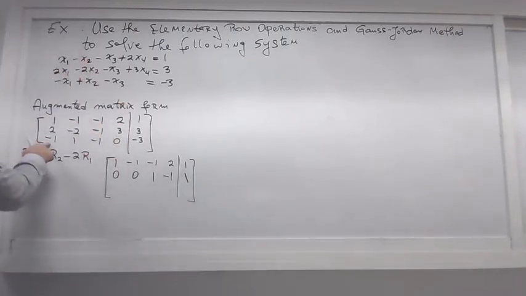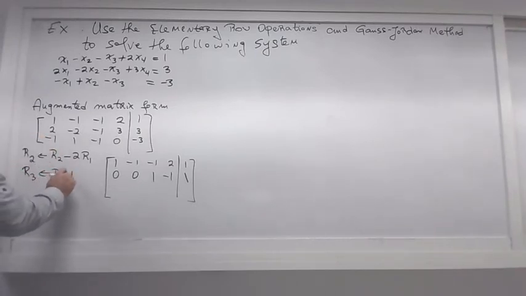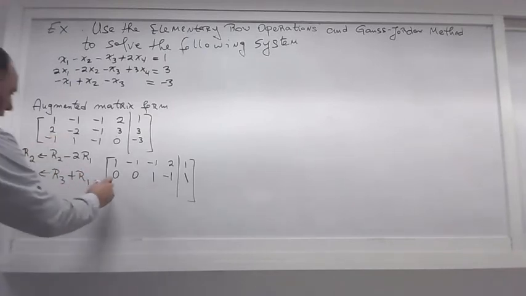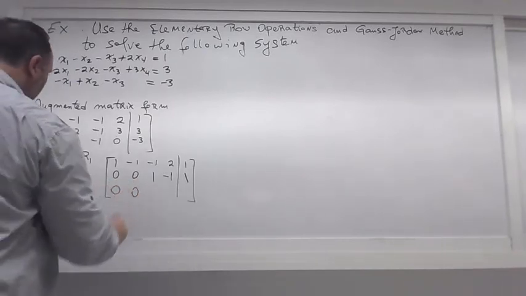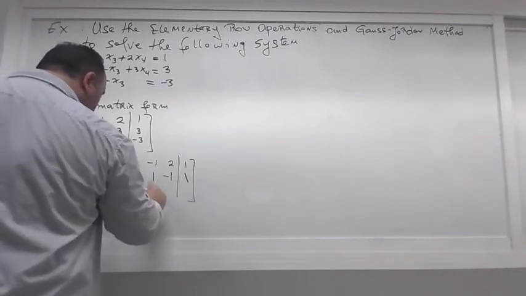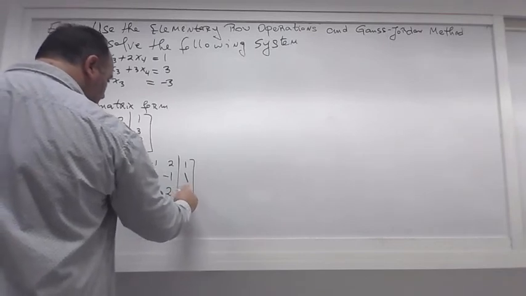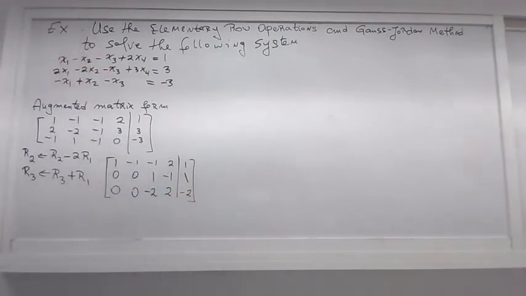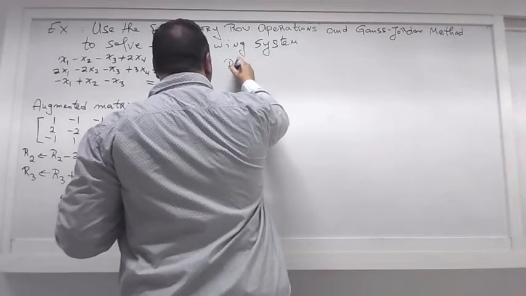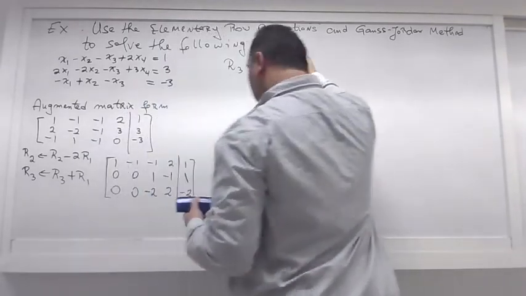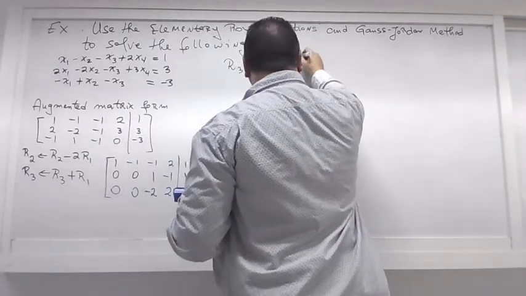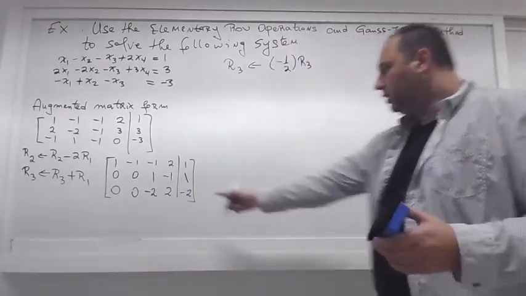Good. Now I need to produce 0 here. So I replace row 3 by row 3 plus row 1. So this is 0. I add them, 0. I add these two, so this is minus 2. Be careful. And this is 2. And this is minus 2. Beautiful. So I can divide everything by minus 2. So row 3 replaced by minus 1 over 2 row 3, because this will give me 1, 1, 1.